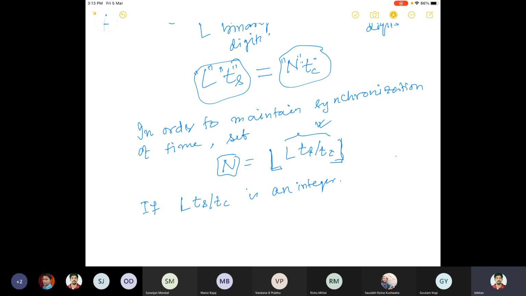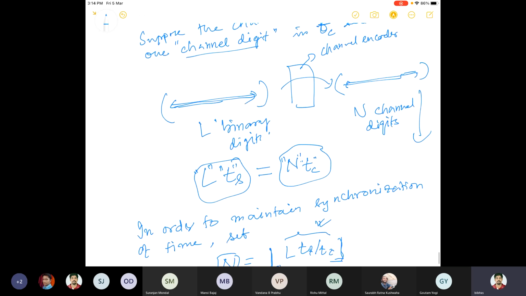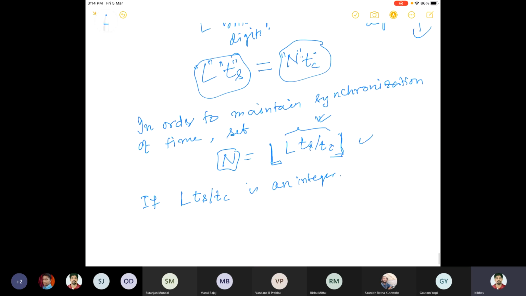So if you give me L binary digits as an input, I have to produce n channel digits such that the time it takes to use this channel once matches the time this is produced, so I can send everything all together. I choose n like this so that there is time synchronization: one comes, then one goes, and then another comes, and then another goes. So there is no channel delay. That is what I want to do.